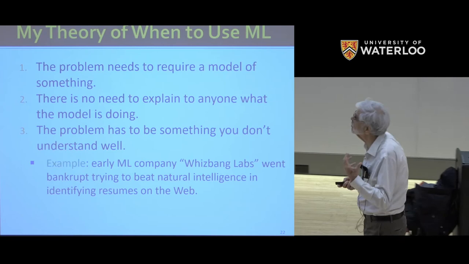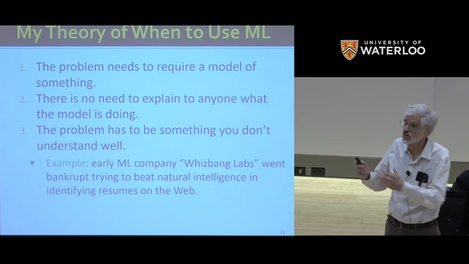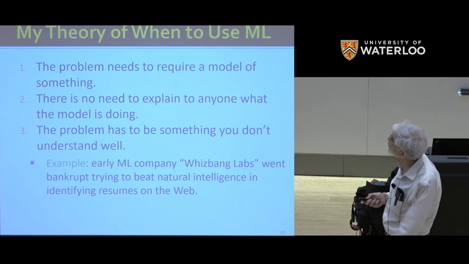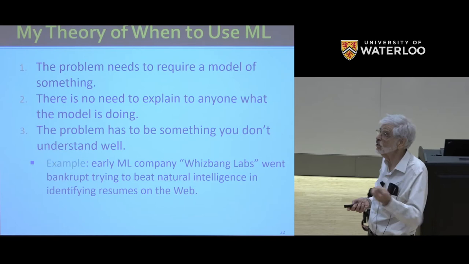sort of handwritten techniques for finding resumes on the web. The reason is we all understand what a resume looks like. Okay, it's got words like previous employment or salary, education, things that appear in very few documents on the web that aren't resumes. So they unfortunately went bankrupt trying to beat obvious techniques for a well understood problem with machine learning.